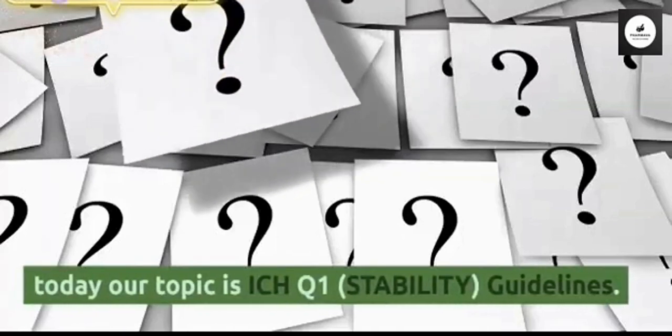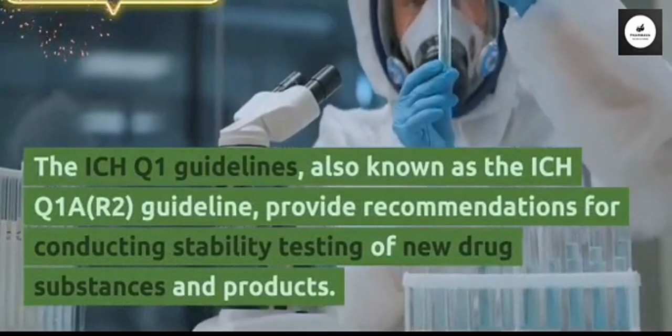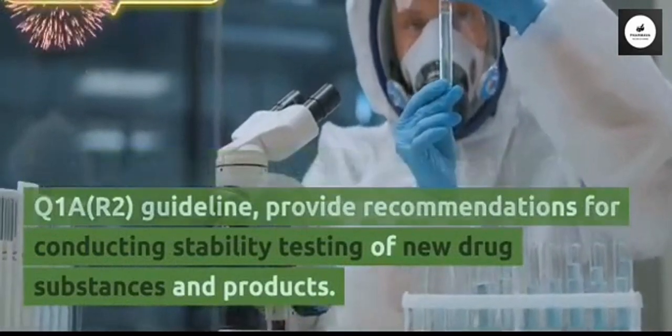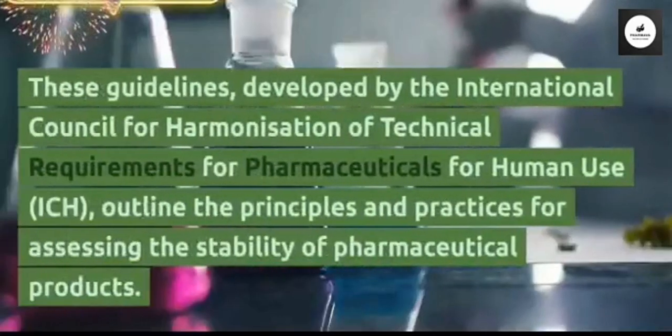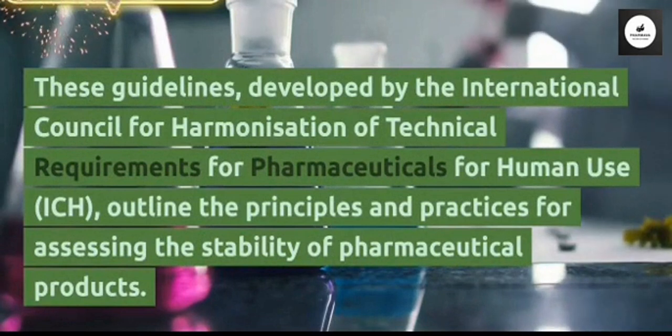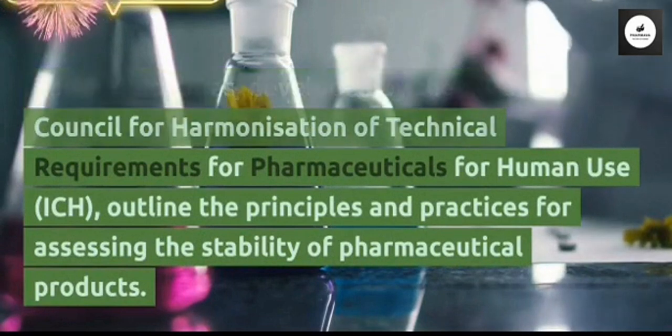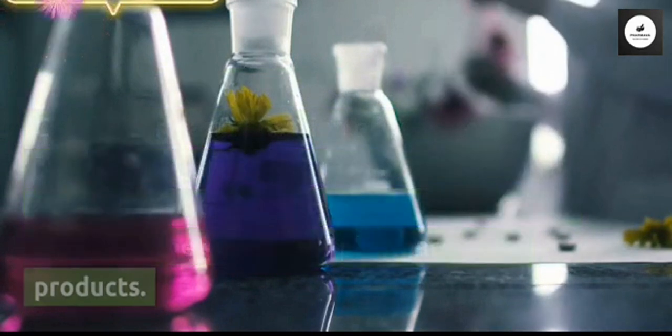Today our topic is ICH Q1 Stability Guidelines. The ICH Q1 Guidelines, also known as the ICH Q1A R2 Guideline, provide recommendations for conducting stability testing of new drug substances and products. These guidelines, developed by the International Council for Harmonisation of Technical Requirements for Pharmaceuticals for Human Use, ICH, outline the principles and practices for assessing the stability of pharmaceutical products.